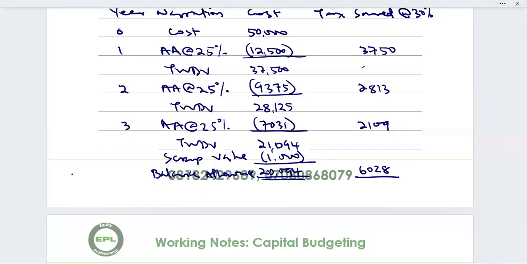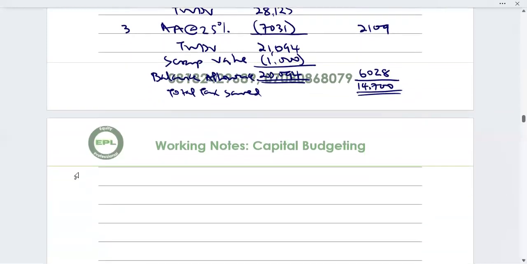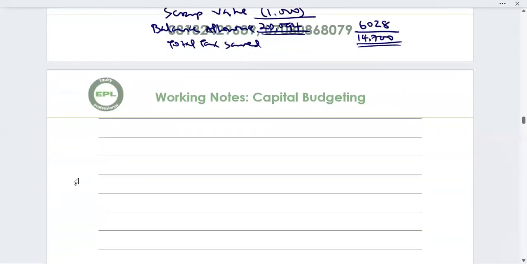You may want to confirm your total tax saved, because you cannot claim more than what you are supposed to claim. Therefore, let's add up everything: 3,750 plus 2,813 and so on gives 14,700. This 14,700 has no value to whatever you want to do in your calculation, but is just to confirm that you have not claimed more than what you are supposed to claim as capital allowance.